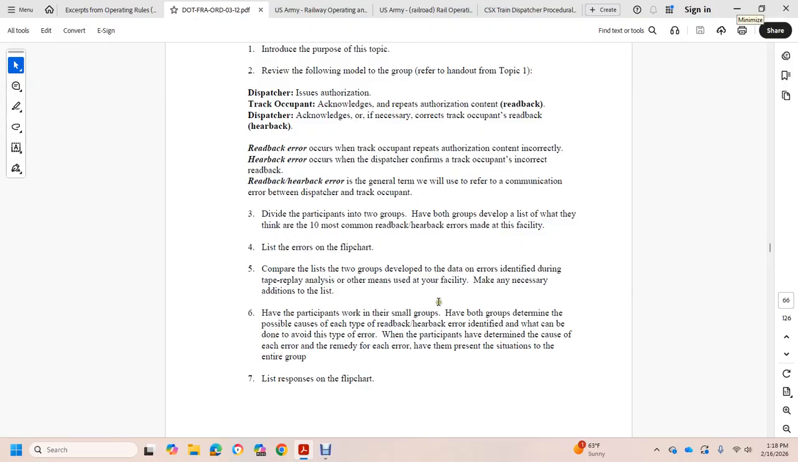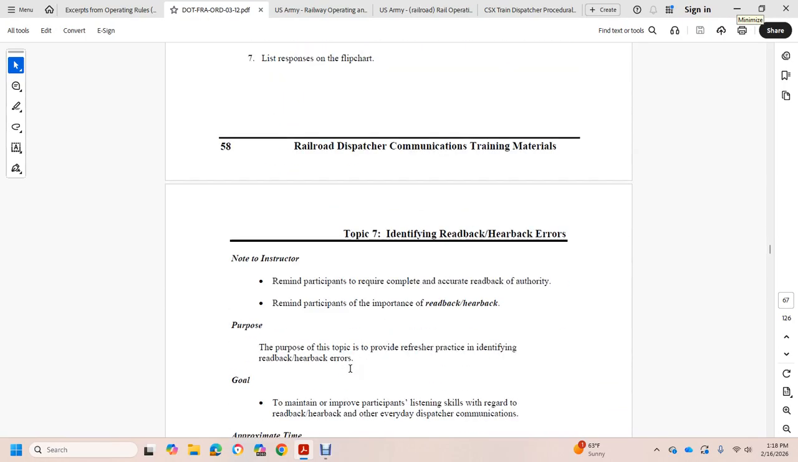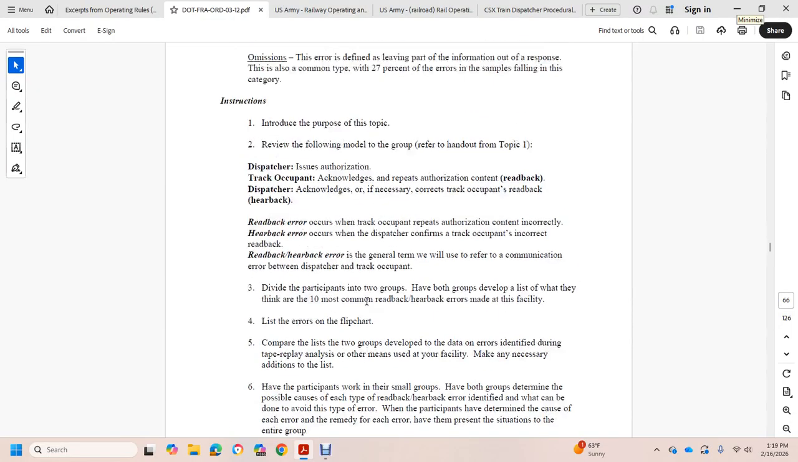Have participants work in small groups. Both groups determine a possible remedy for each of the readback, hearback errors identified, what may be done to avoid each type of error. Participants determine a remedy for each area of the present situation, and share with the group. List the responses on the flip chart. Note to the instructor: Topic 7, Readback, identifying readback, hearback errors.